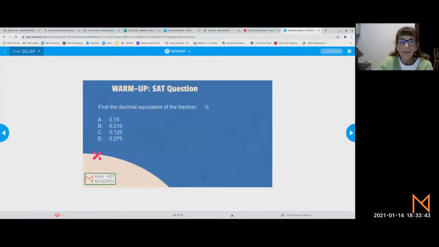All right, this is a real easy SAT question. It says, please find the decimal equivalent for the following fraction, 1/8. So this is pretty simple. Again, if you have a calculator, all you have to do is divide the numerator by the denominator.